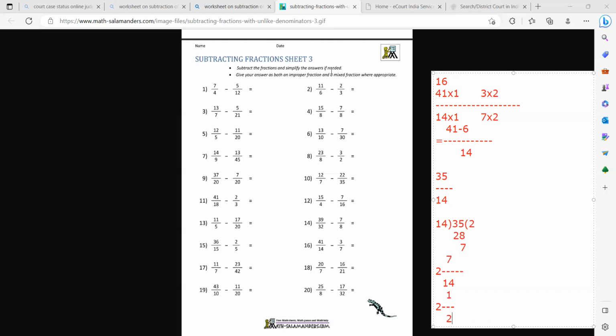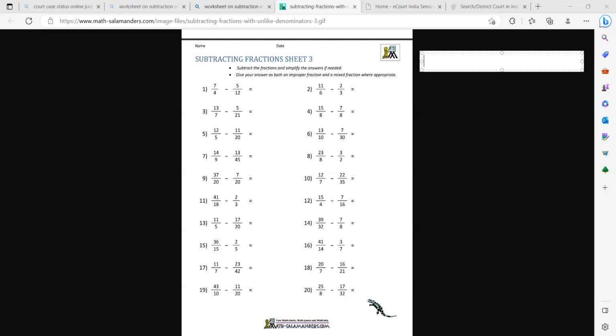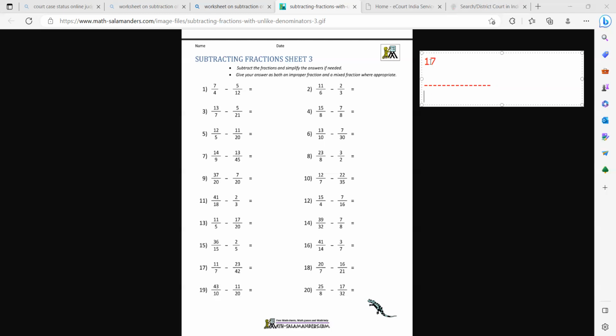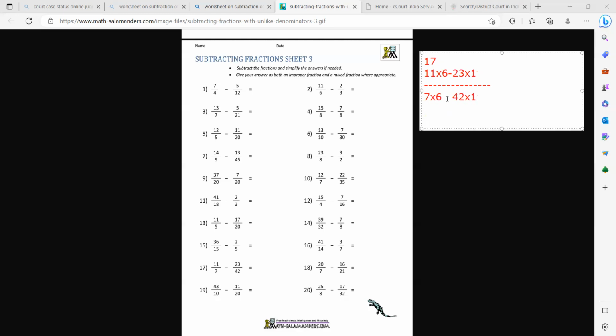Now let's go to number 17. Number 17, you all pause my video, give your own answer, then check it with mine. What will be the LCM? As usual, the LCM will be 42. So 7 into 6 is 42. And what else we have? 11 into 6. And rest is minus 23 into 1 and 42 into 1. So what we have now?